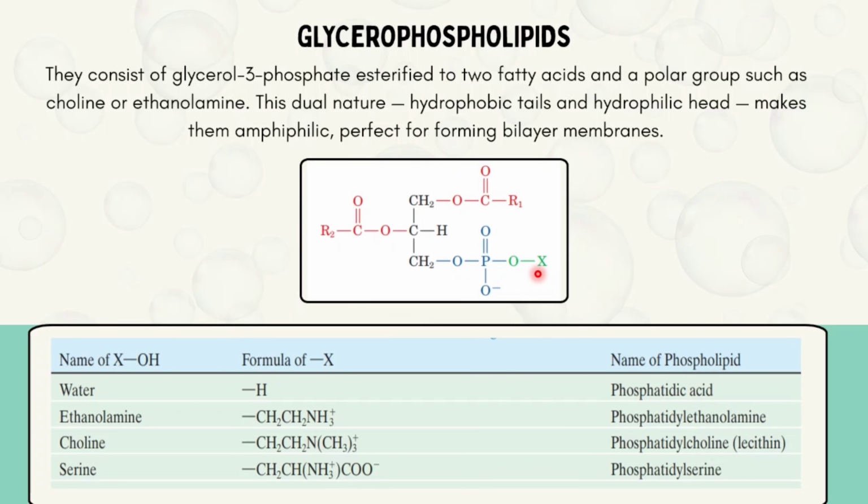Now, depending on what this X is, we give the name of the phospholipid. So if this X is just hydrogen, the name of that glycerophospholipid would be called phosphatidic acid. And if it is an ethanolamine moiety attached here as X, it would be phosphatidylethanolamine. If it is choline, phosphatidylcholine, and so on and so forth.